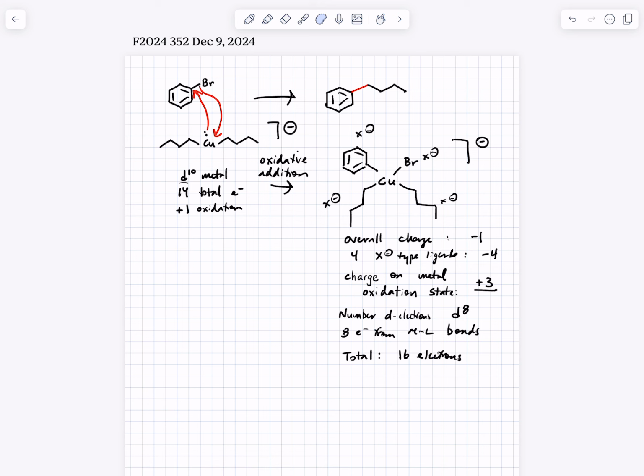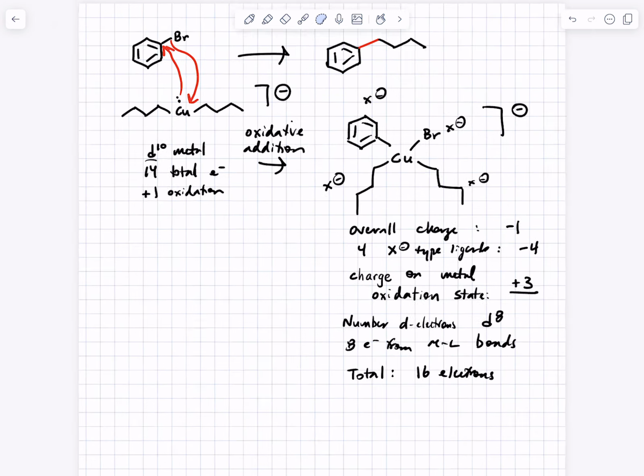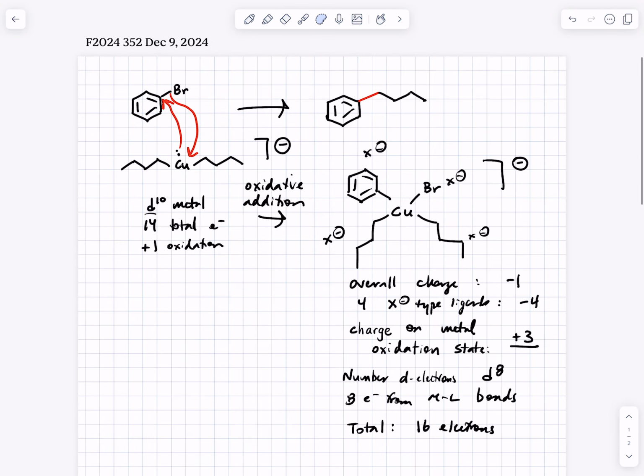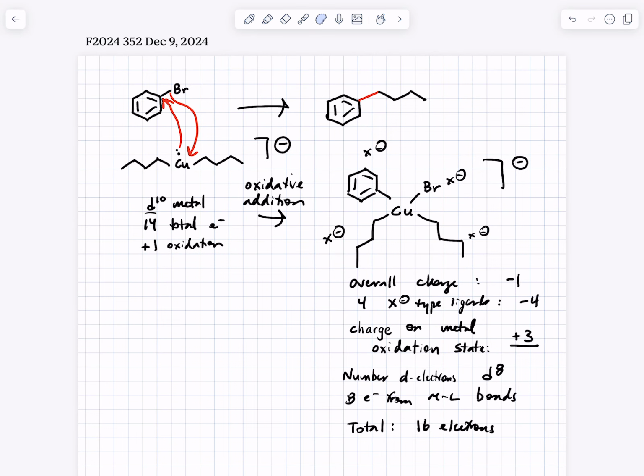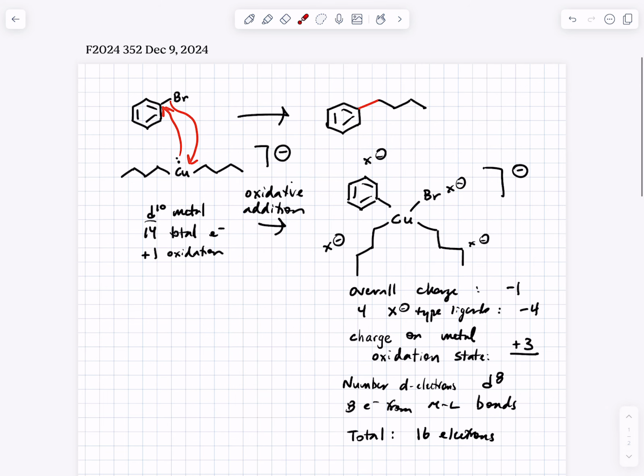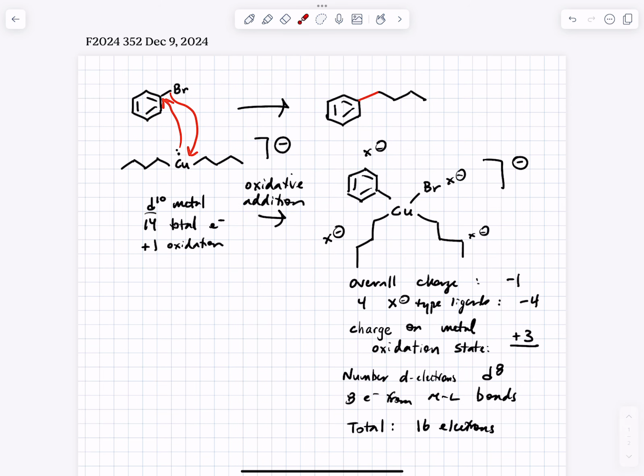We have been learning about transition metal chemistry, and we talked about this interesting reaction of cuprates called cuprate coupling. The idea here is that we're going to make this bond between an aryl carbon and an sp3 carbon. And we said the mechanism was not SN2.